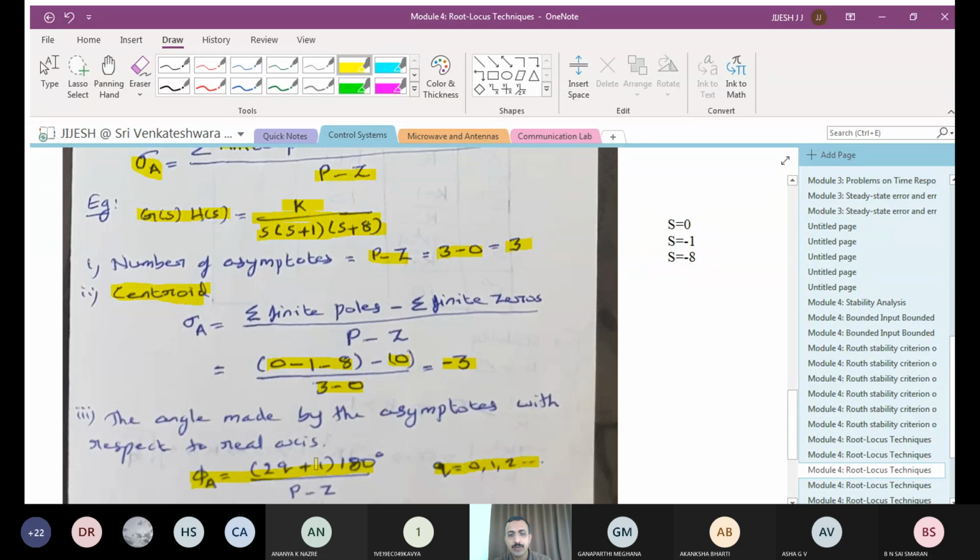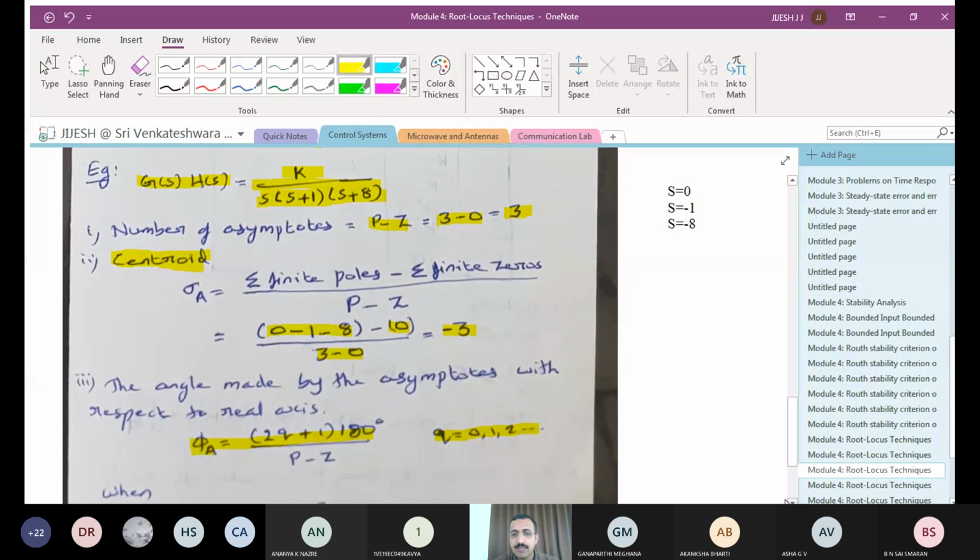Then substitute q is equal to 1 and find out what phi a is. Substitute q is equal to 2. Why are we doing only 3? You only have to see that 3 asymptotes are there, so you need only 3 angles. So you substitute q is equal to 0, then q is equal to 1 and q is equal to 2. That's enough, because you will have only 3 asymptotes. If you had 4 asymptotes, you would substitute q is equal to 3 as well.